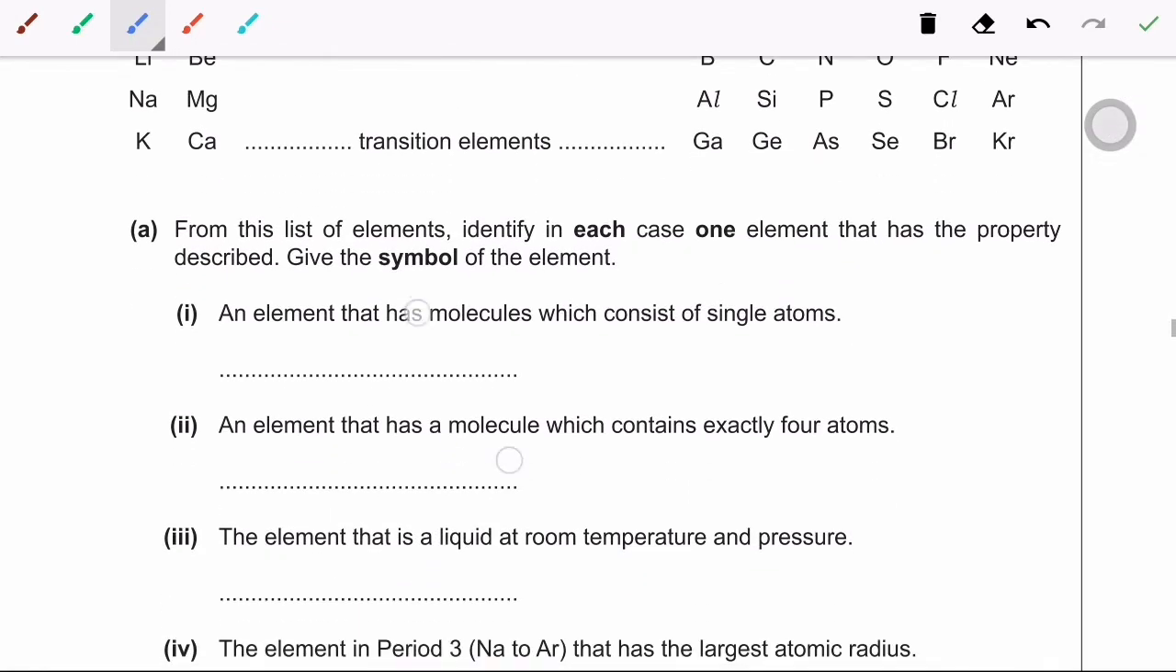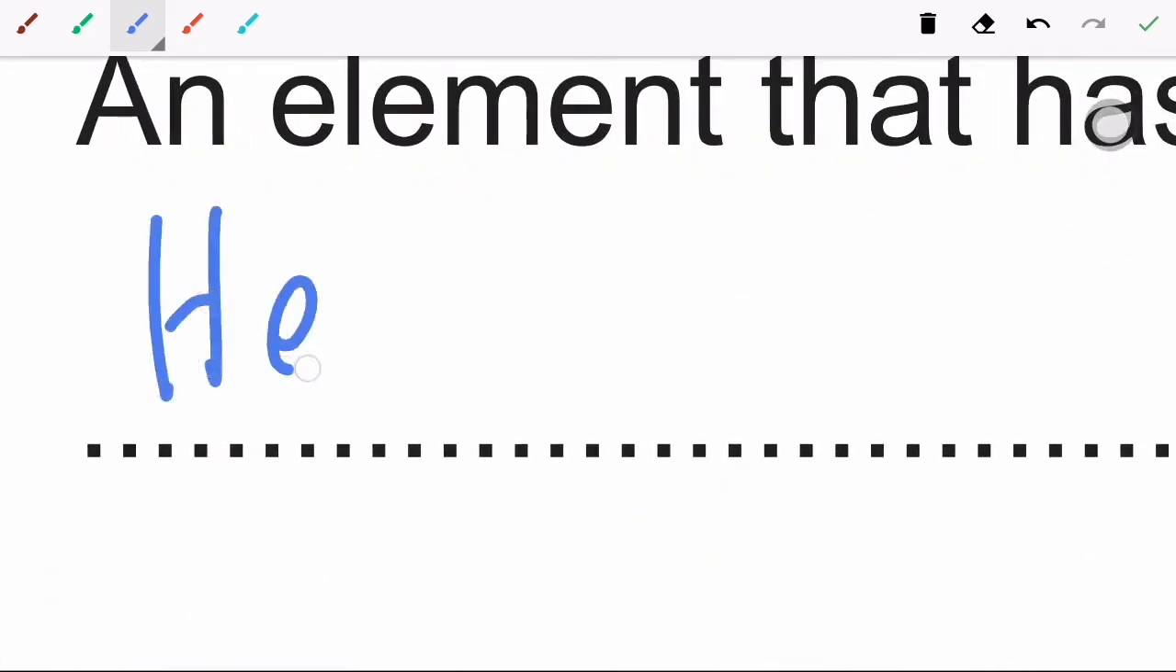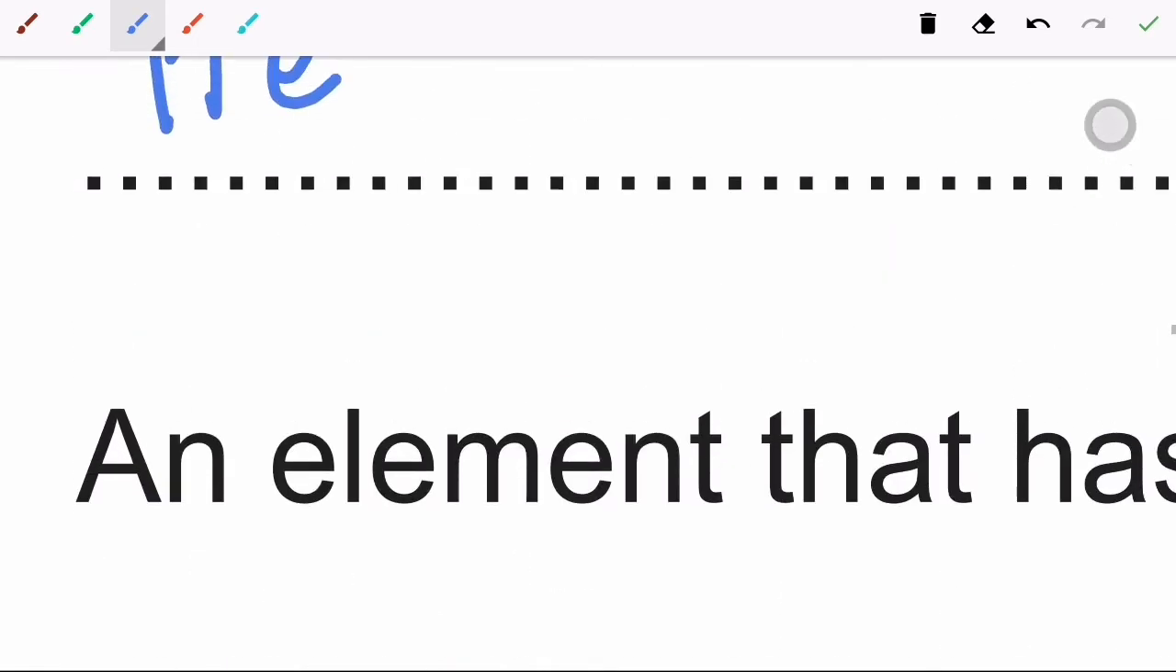So it has to be one of the ideal gases. You can just write helium. An element that has a molecule which contains exactly 4 atoms. So it can be phosphorus, or you can say it's arsenic. Just don't say it's nitrogen because it's not there.